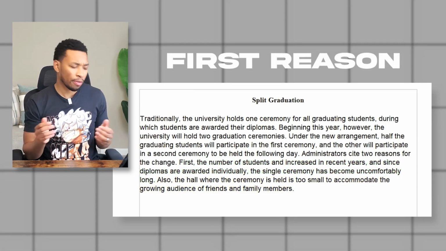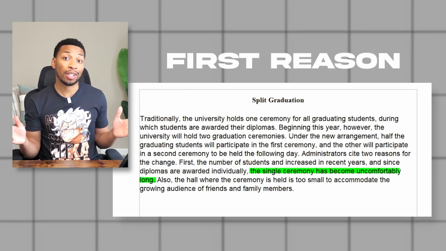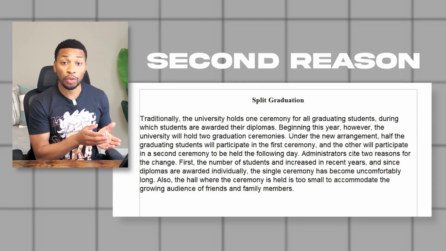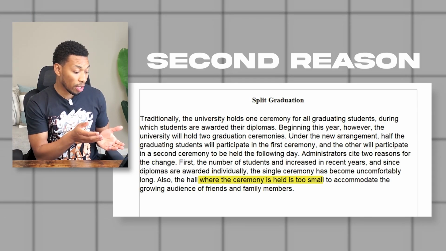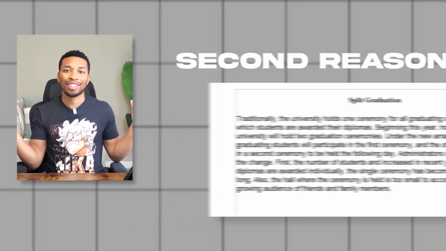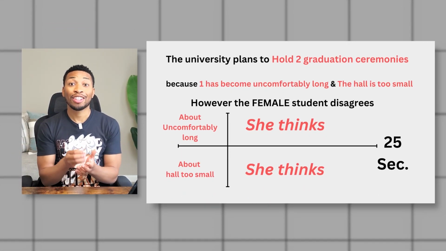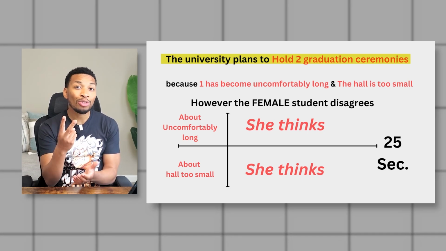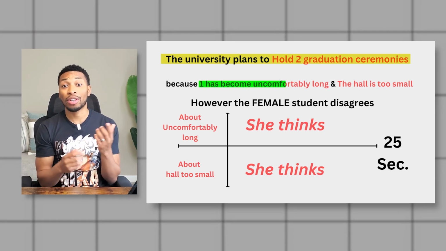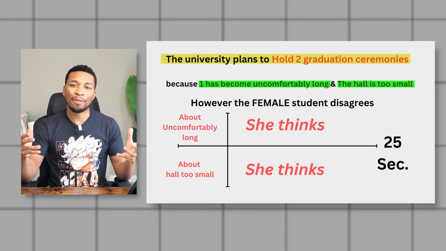So what's the first reason? Well, if you read the whole sentence, it mentions that the single ceremony has become uncomfortably long. And what about the second reason? Well, if you read the whole sentence, you're going to notice that where the ceremony is held is too small. So let's bring all of that together in our template. And what do we say? The university plans to hold 2 graduation ceremonies instead of 1 because one ceremony has become uncomfortably long and the hall is too small.